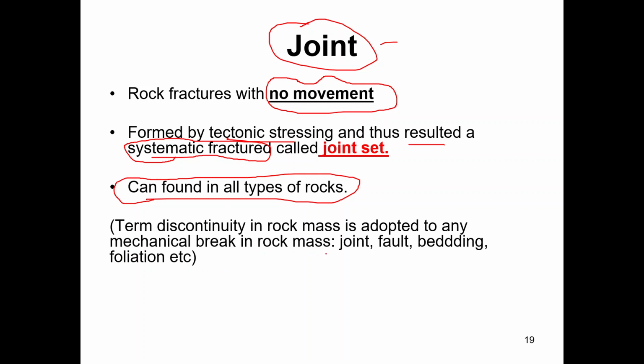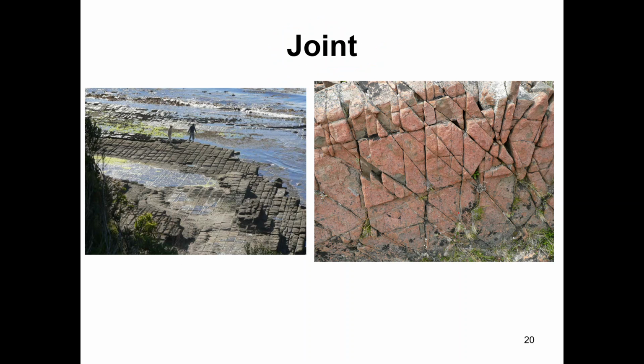The term discontinuity in rock mass is adopted for any mechanical break, such as a joint or fault. Sometimes we call it discontinuity. It is any mechanical break which has a tensile strength of almost zero. This is the definition of discontinuity in rock. So as I said, the keyword is systematic fracture.